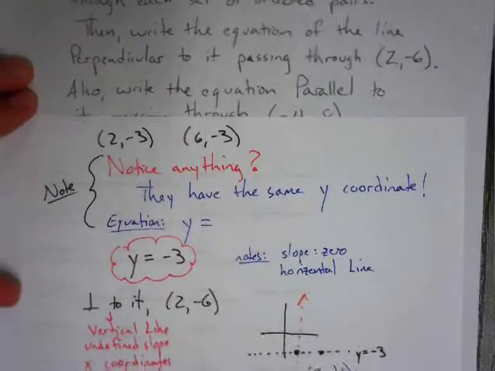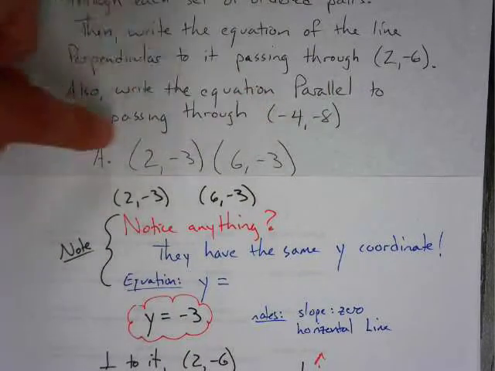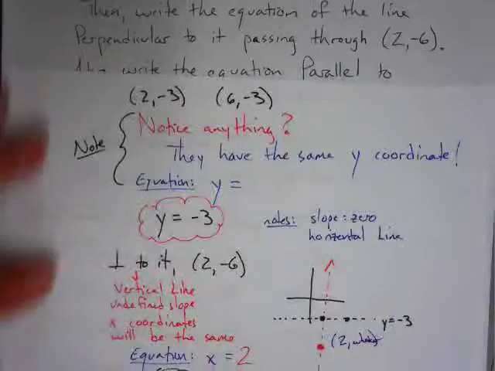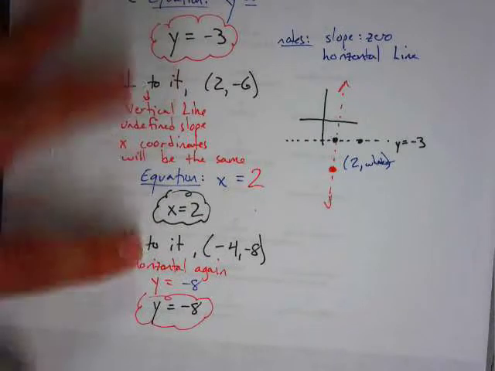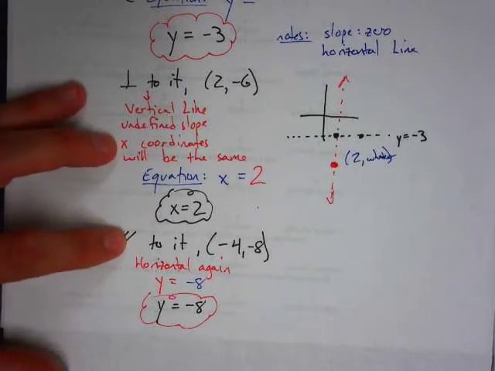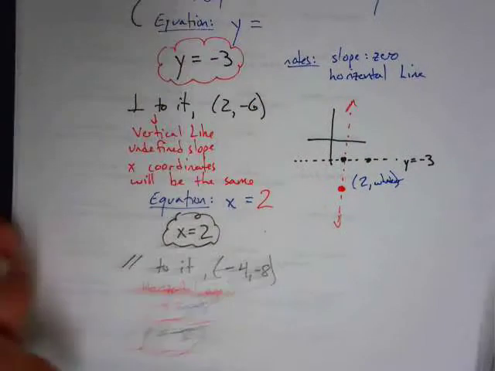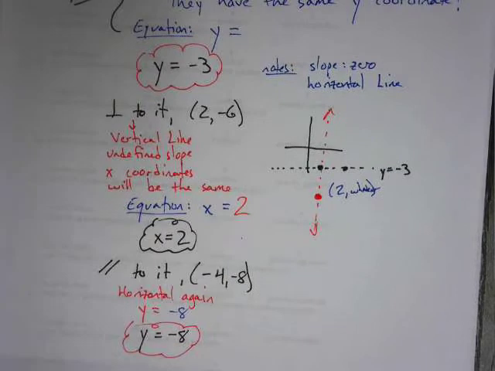And then the third thing, write the equation parallel to it, passing through -4, -8. And we know that parallel to the original equation is another horizontal line, so it's horizontal again, this time passing through -8, so it's going to be y equals -8. All right, and that's just fun stuff about vertical and horizontal equations.